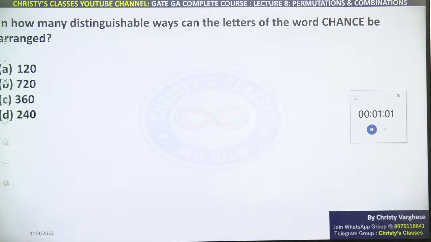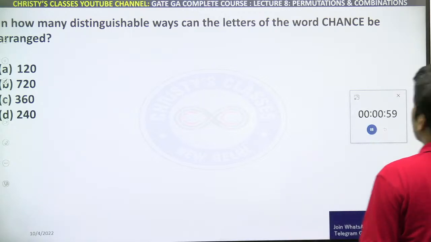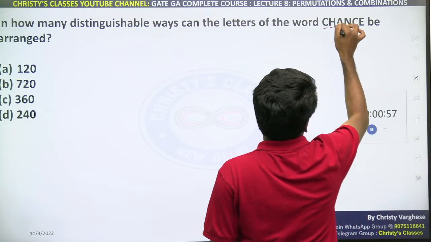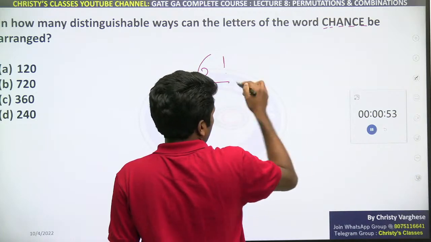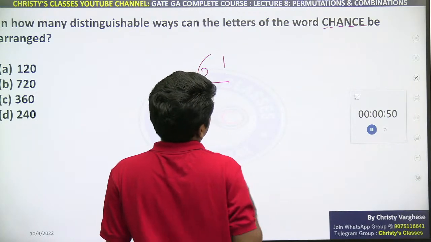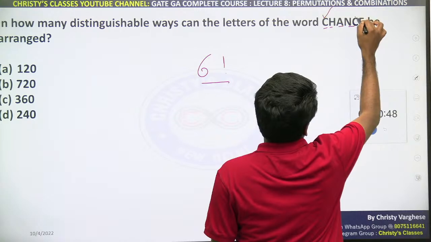Very good. Some of you already got it. So here there is a problem. There is a 6-letter word. We know that a 6-letter word can normally be rearranged in 6 factorial ways: 6 into 5 into 4 into 3 into 2 into 1. But if we rearrange like this, repetition comes in.